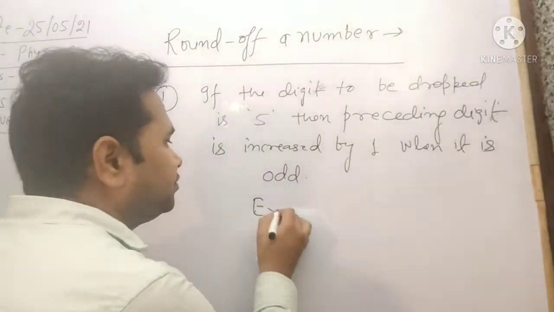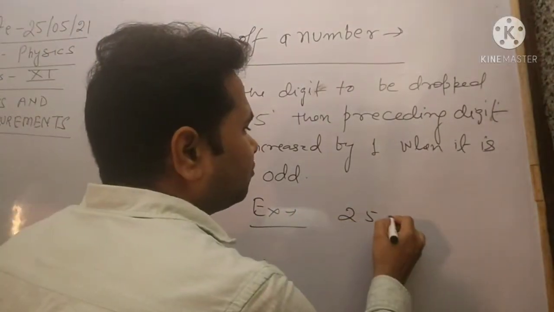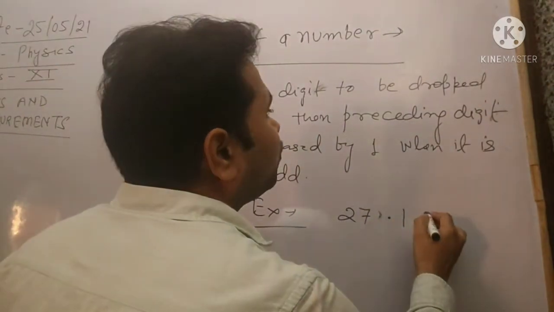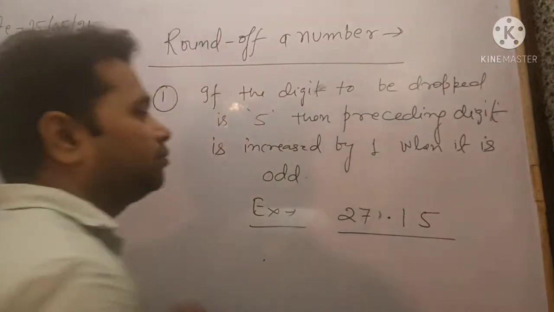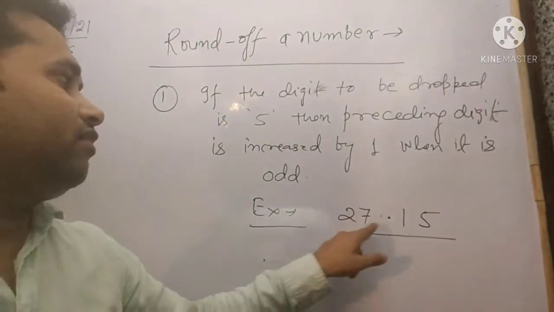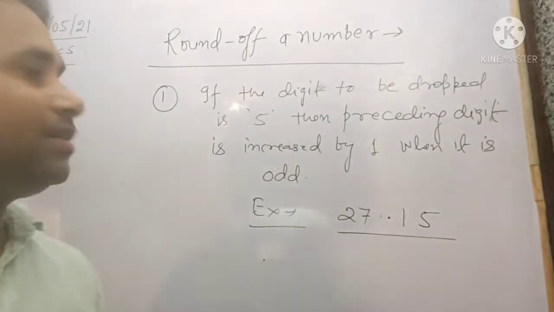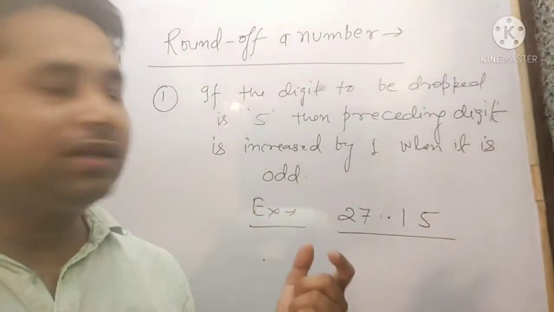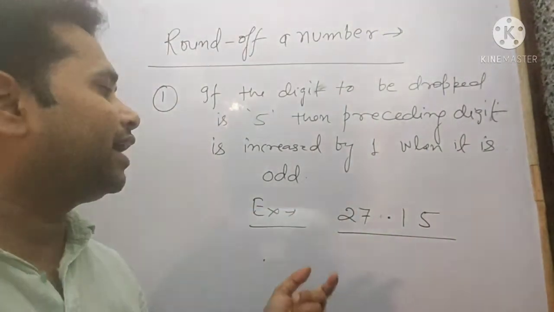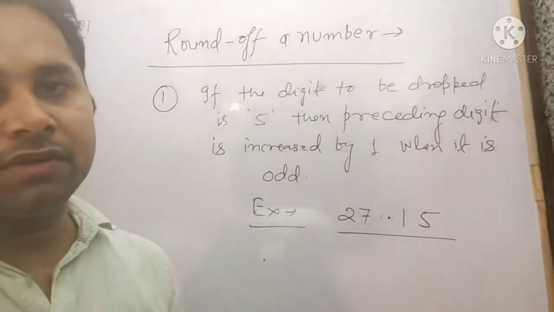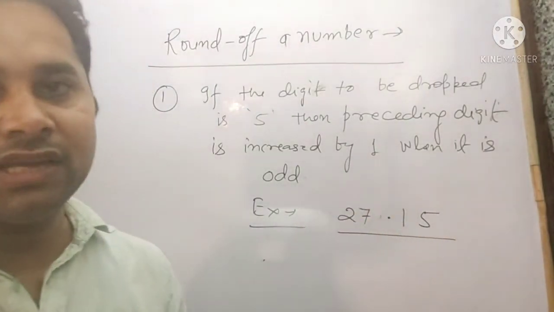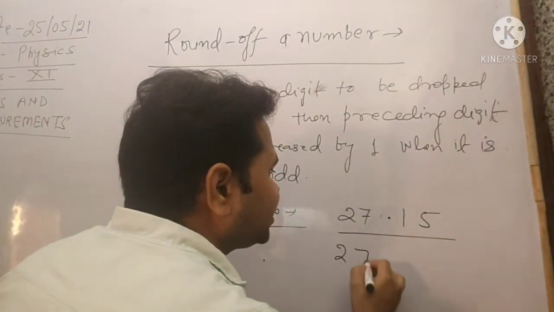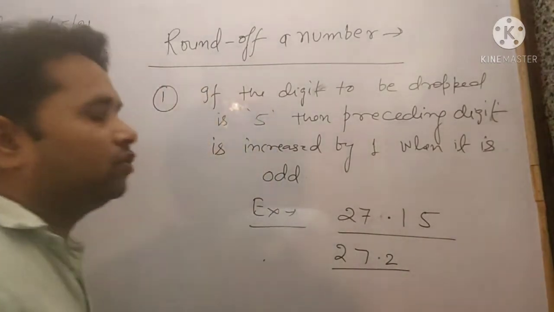Like see this example. Suppose 27.15. See the example. 27.15, and suppose we have to report the answer, we have to round off this number up to 3 significant figures, या कह दो up to the 1 decimal place only. डेसिमल के बाद सिर्फ एक डिजिट ही चाहिए और इस तरह से हमें राउंड ऑफ करना है. सो द आंसर विल बी 27.2. वाई? चेक द रूल.